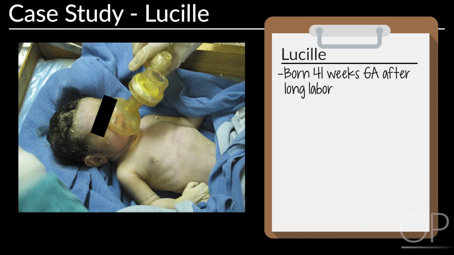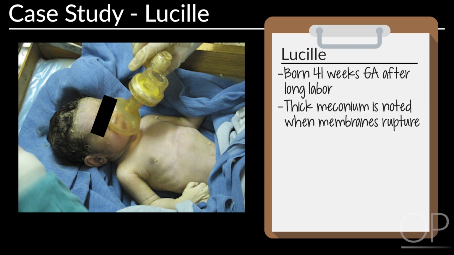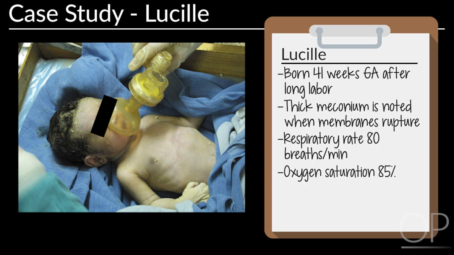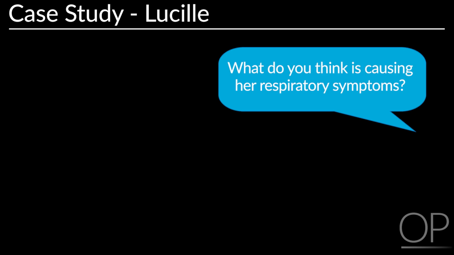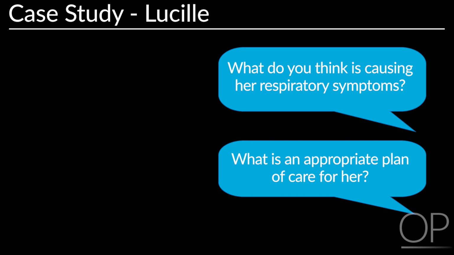Let's do one more case scenario. Lucy is born at 41 weeks gestation after a long labor. Thick meconium is noted in the amniotic fluid when membranes rupture 24 hours prior to a vaginal delivery. On her initial exam, she is noted to have a respiratory rate of 80, an oxygen saturation of 85%, and moderate grunting, flaring, and retractions. What do you think is causing her respiratory symptoms, and what is an appropriate plan of care for her?